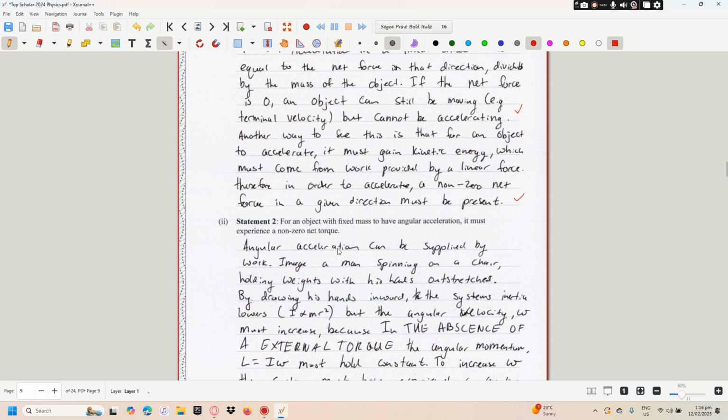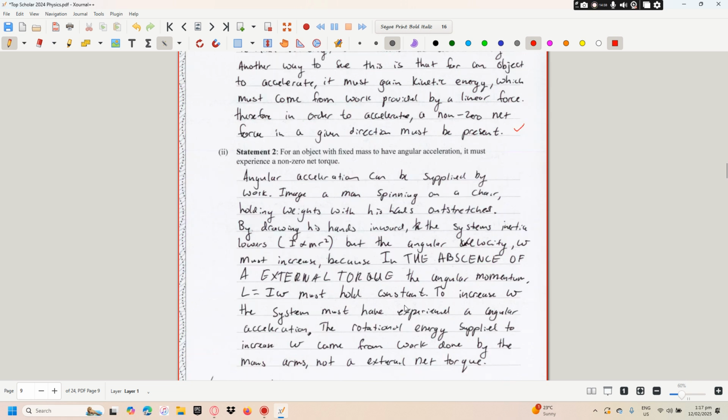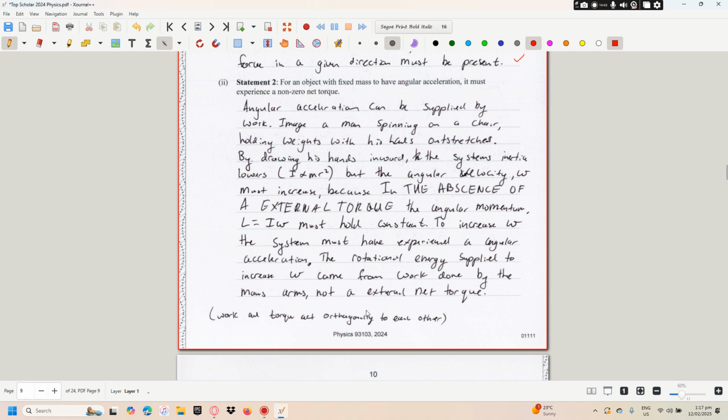So angular acceleration can be supplied by work. Imagine a man spinning on a chair, holding weights with his hands outstretched. Now, when this guy draws his hands inward, the rotational inertia of the system lowers. I'm sure you've seen these sorts of examples doing level 3 rotational inertia questions. The angular velocity must increase because without an external torque, angular momentum is constant. So to increase angular velocity, the system must have experienced an angular acceleration. So the rotational energy supplied to increase w came from work done by the man's arms, not an external net torque.